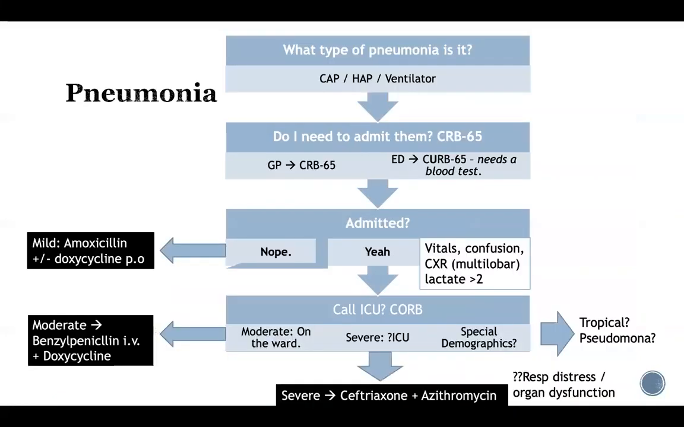This is the way I think about pneumonia. Do I need to admit them? You do the CURB 65. And then if you don't admit them, you give them a moxie or doxy if you think it's atypical. If you think they need to be admitted, you need to figure out if they need to go to ICU. If they don't and they go up to Gen Med and get tortured by medical students, then they get Benpen and doxy. And if they go to ICU, they get Kef and Azitra.